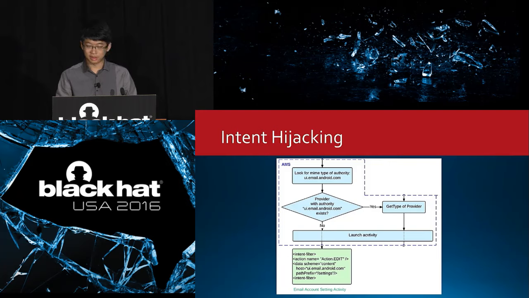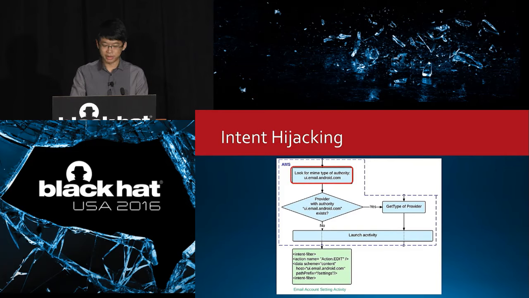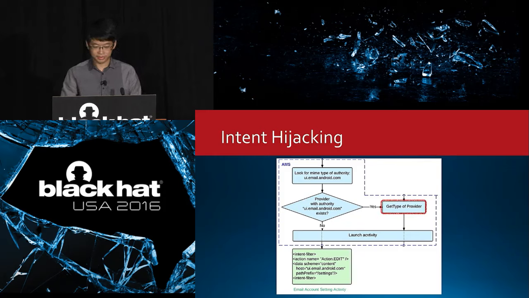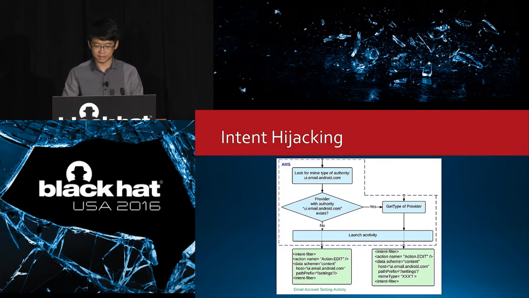After carefully analyzing the logic of AMS, which is short for Activity Manager Service, we found a logic dealing with intent resolution. It is a little bit complicated, so I'll use this diagram to explain. The AMS will first look for the MIME type of the authority. So it'll check if the authority of this content provider exists. If no, the MIME type is ignored, and AMS will find the activity with the same action and data field and invoke it. If yes, the AMS will get a type from the authority and invoke the activity with the same action, data and MIME type. Basically, it'll just invoke the activity with more matching fields.